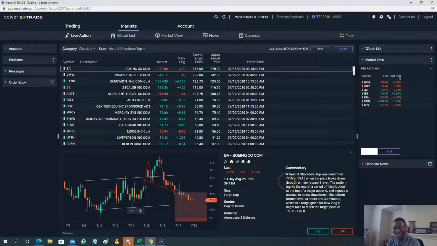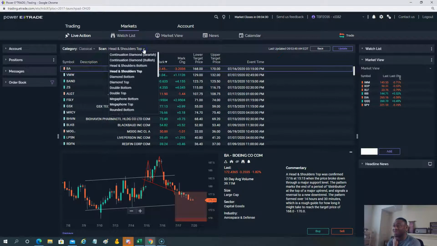BA is definitely one of those examples where we're going to come back and put them to the test, because BA is a major stock, right? So that's it, we can highlight that one on the head and shoulder pattern.